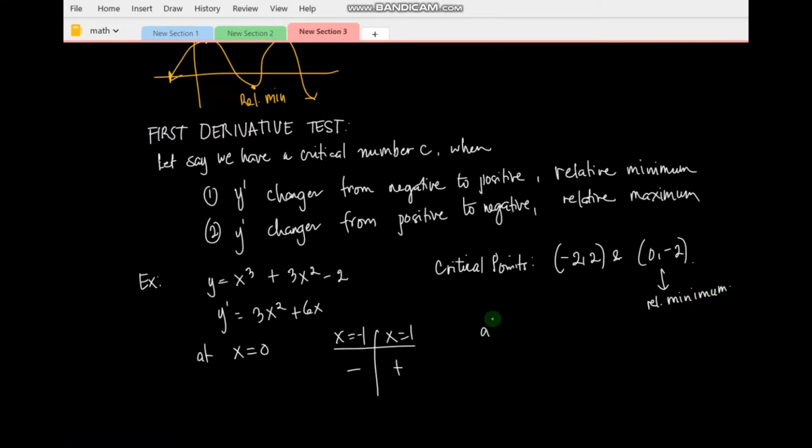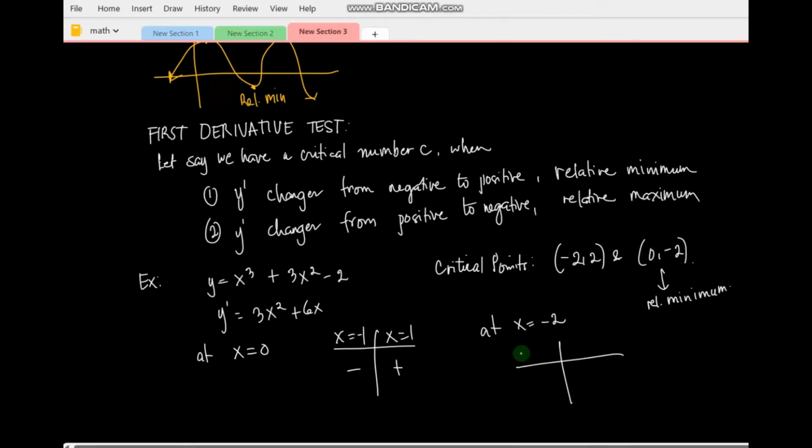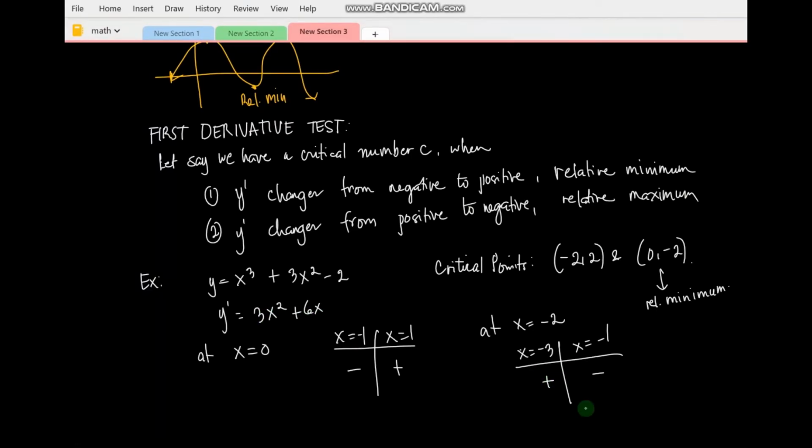Okay? So at x equals negative 2, we can choose x equals negative 3 and x equals negative 1. So for negative 1, we have negative. Then for negative 3, negative 3 squared is 9 times 3, 27, minus 18, positive. So from positive to negative, therefore, a maximum. So therefore, this negative 2 is a relative maximum.